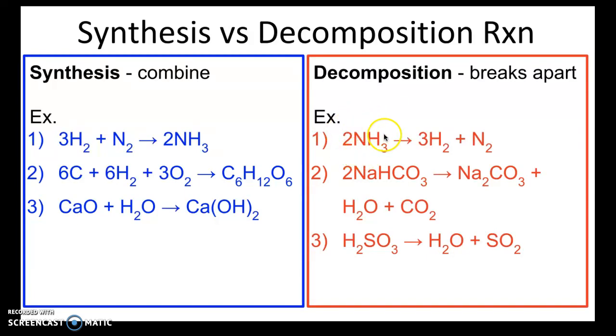Right, so you probably noticed that in all cases, there's only one type of reactant. So even though there are 2 NH3s here, they're both NH3 molecules. And that's really a lot of times just for balancing. So we're starting with one type of reactant, and we'll break it apart to 2 or more products, and that's decomposition.